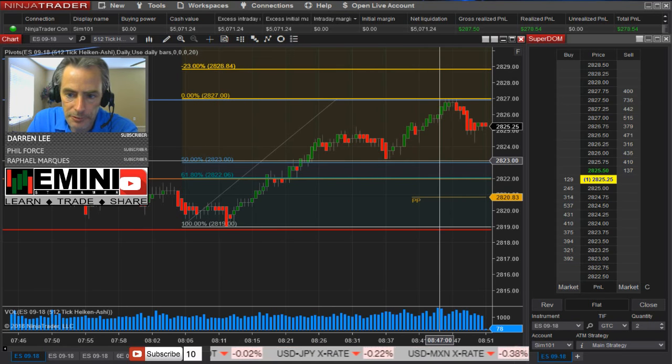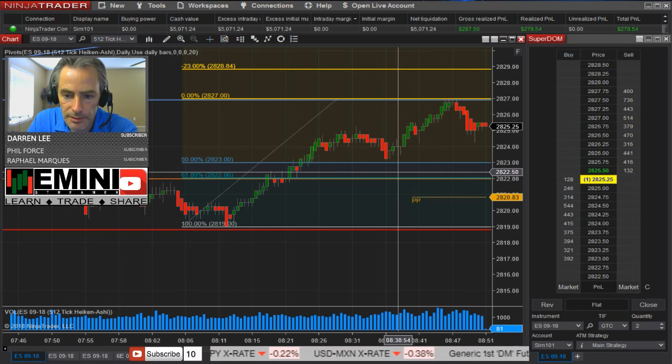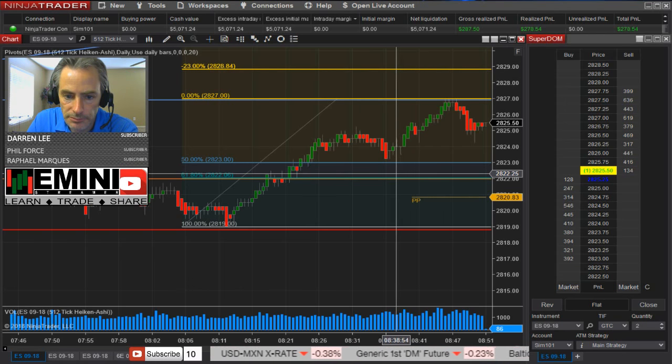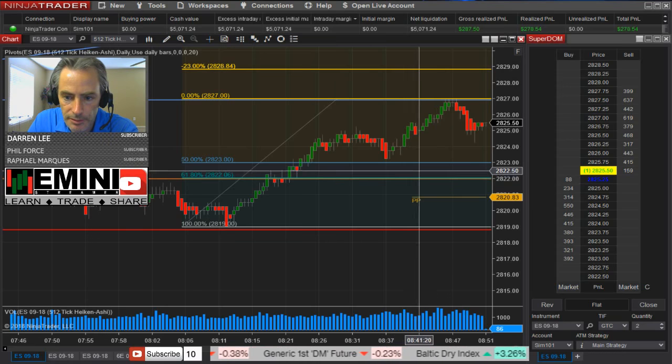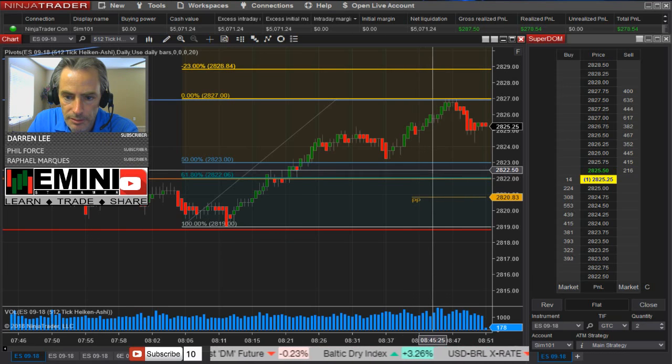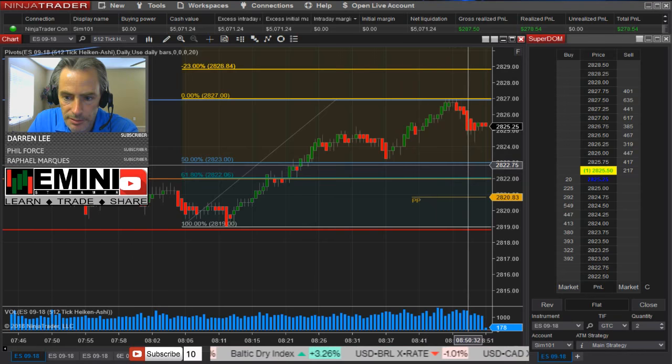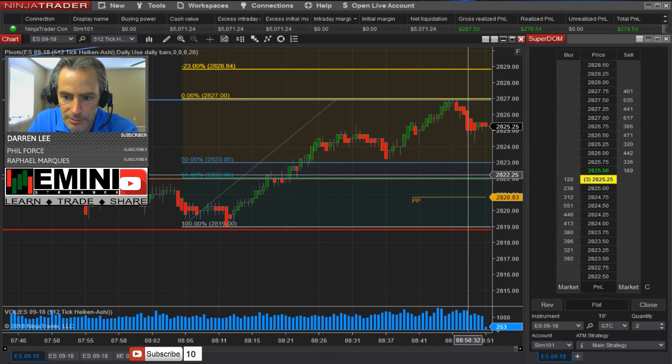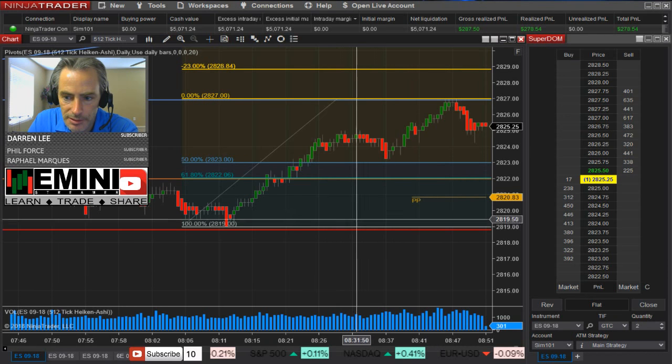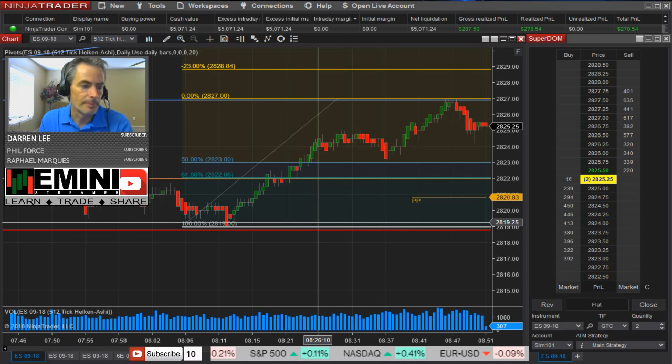Looks like we might get the pullback we're looking for here, hopefully. We'll look for it to pull back and sit right on top of that 22. Hopefully.